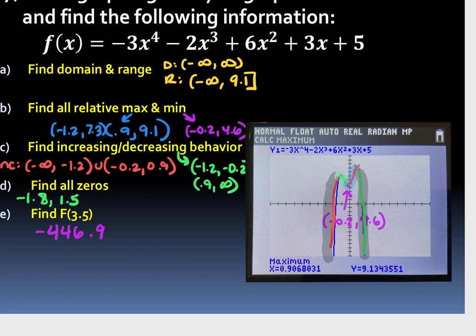And then f of 3.5, this is where we go to value, and we type in 3.5, and you should get negative 446.9. It would take you forever to plug the 3.5 into this equation. You do have a calculator, so it makes it a little bit easier, but that is such a waste of time when you can just go to that value menu, so make sure you know how to do that.